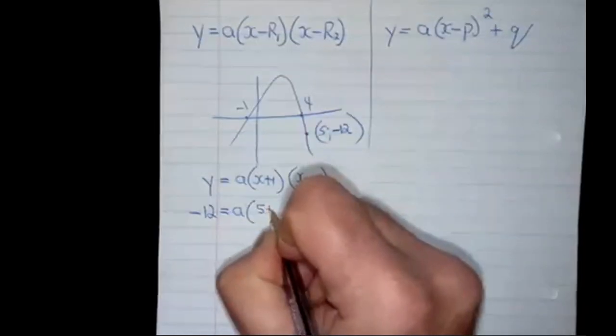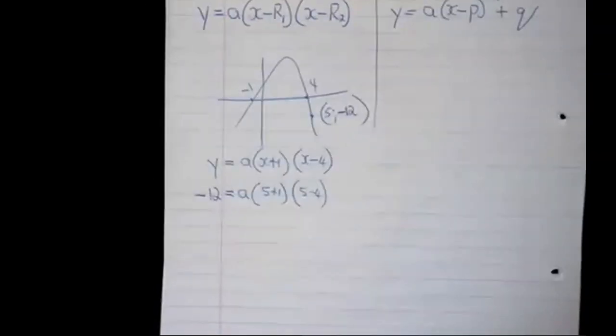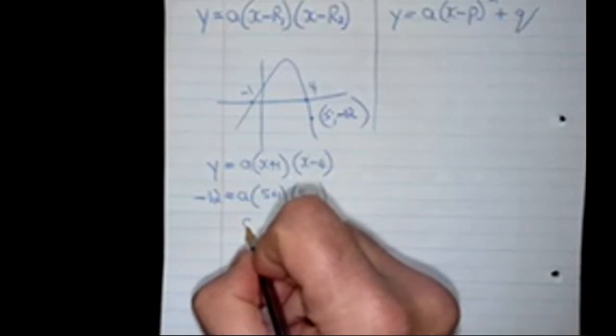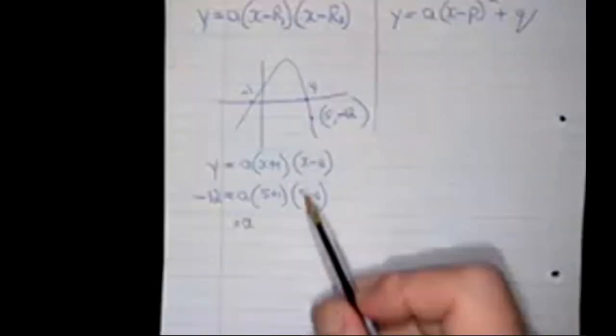So 5 must go in there. 5 plus 1, 5 minus 4. So now we're back to grade 8. Yeah, I know it doesn't look like that, but it's a grade 8 question. So from that, we must now get the value of a. So can you guys do that quickly?